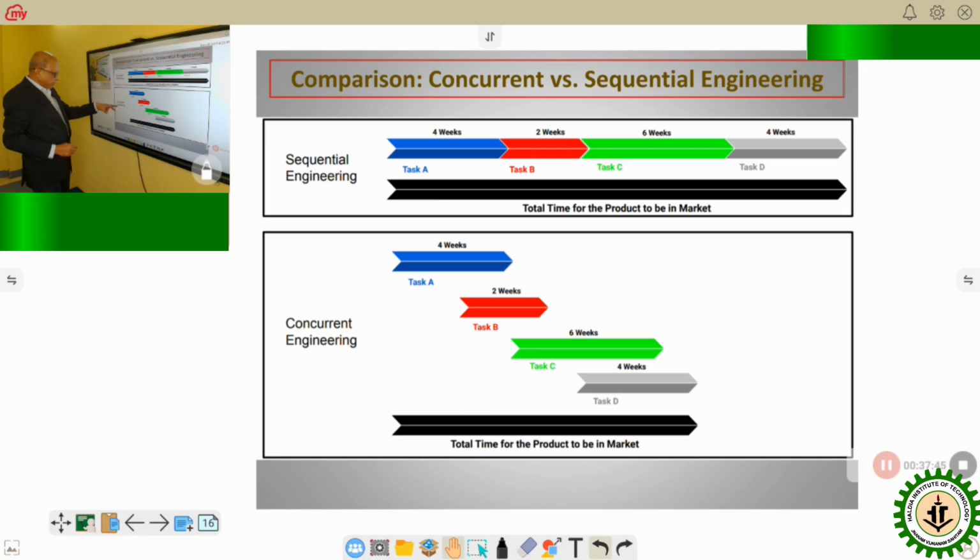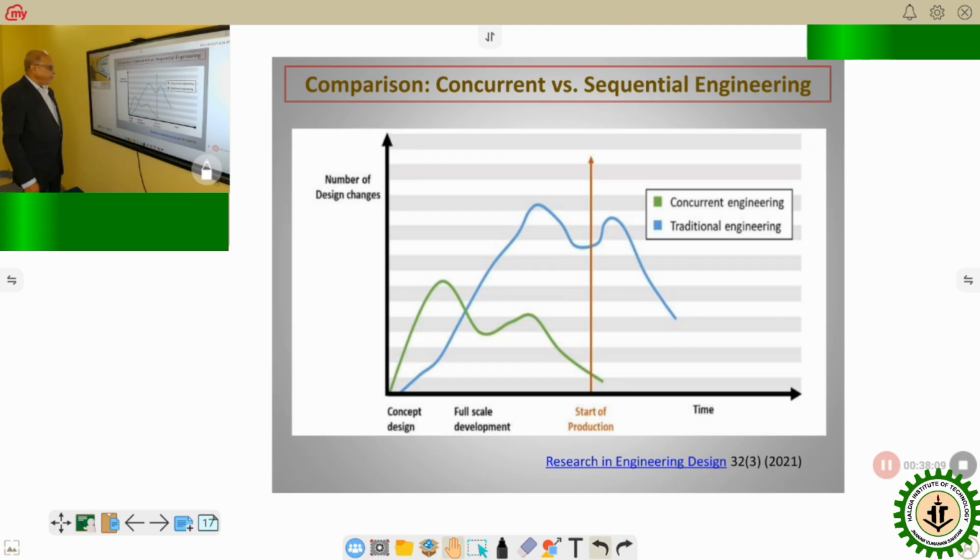But in contrast, in concurrent engineering, before completion of task A, which will take 4 weeks, task B of 2 weeks duration can be started. So there is an overlap. That is the beauty of this concurrent engineering. So in the concurrent engineering, as compared to the sequential, your total time requirement will be much less, with added advantages that we had mentioned earlier.